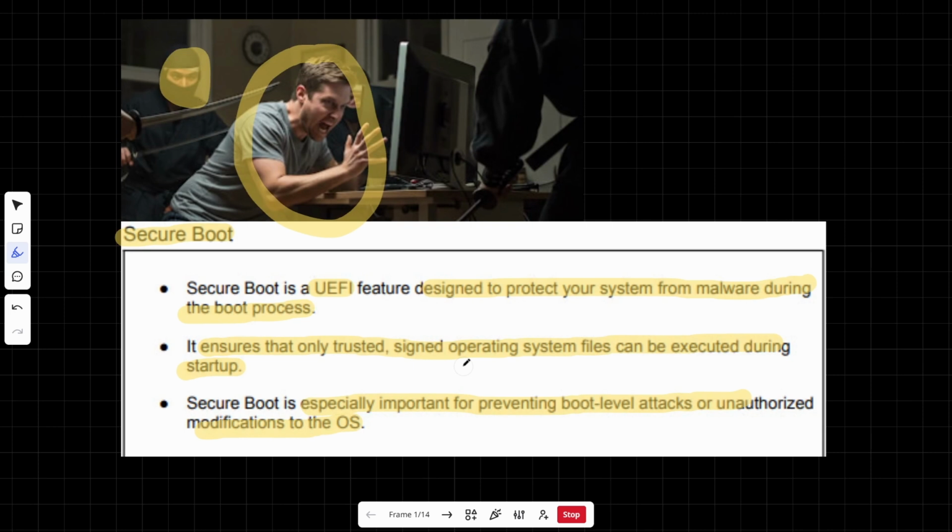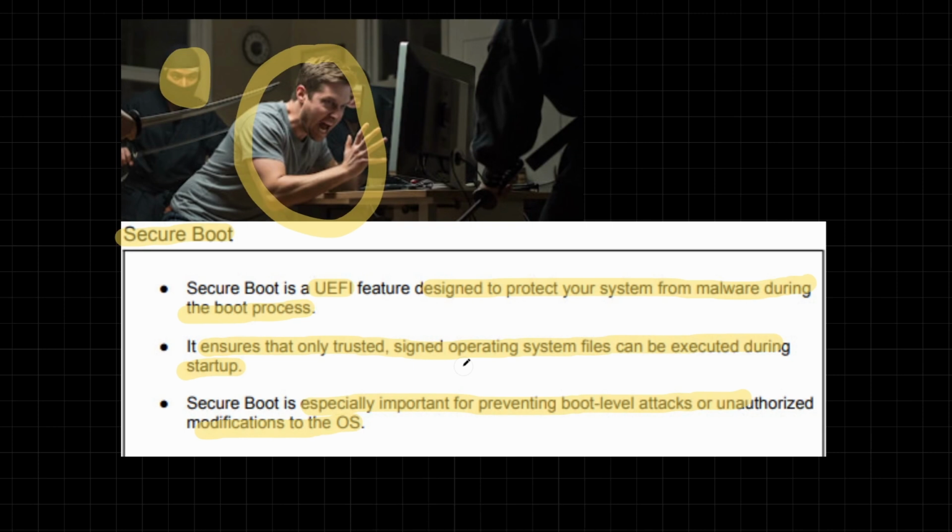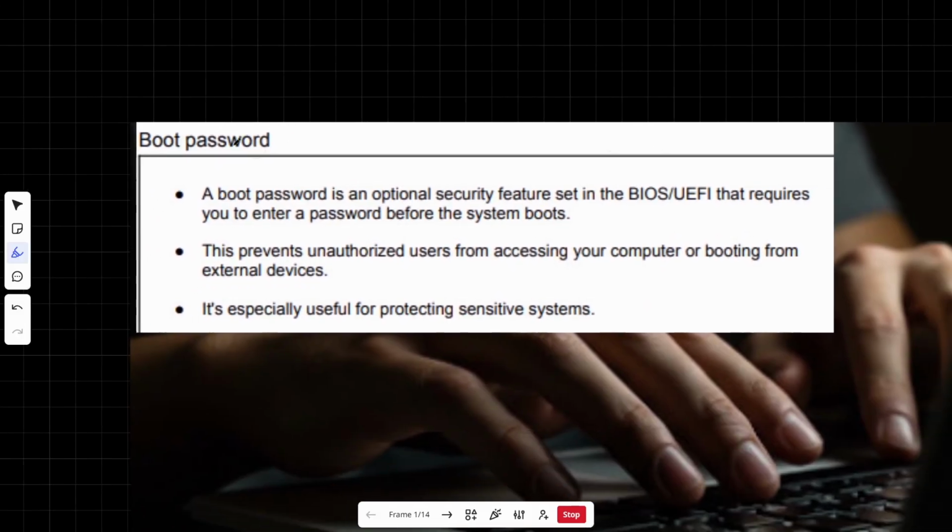Long story short, at a broad level, that's what you need to understand for this exam. When it comes to your Security Plus, you'll need to know more, but for now, that's absolutely all you need to know. The next thing is a boot password.